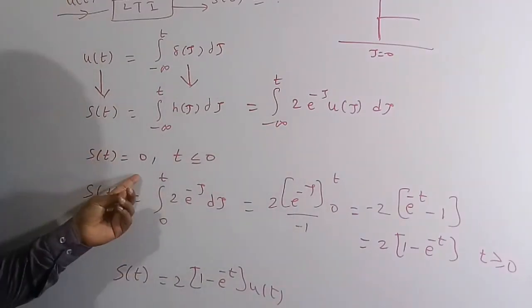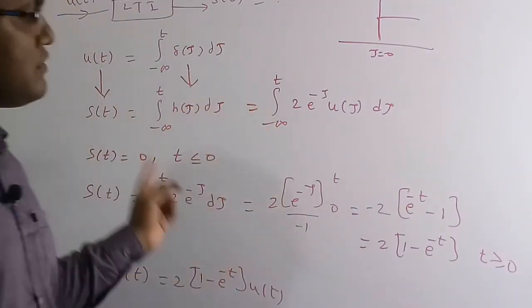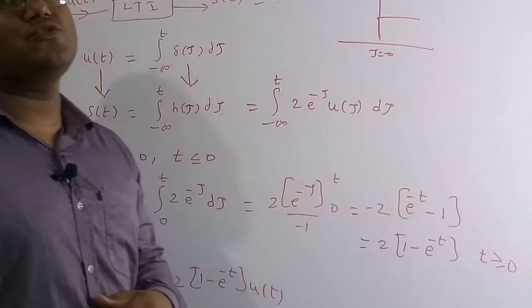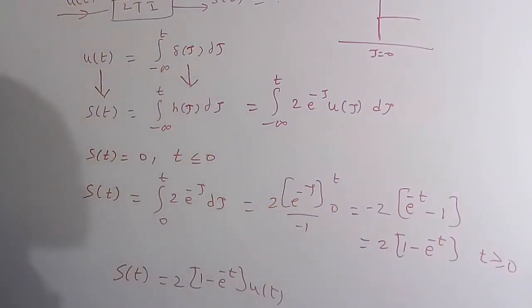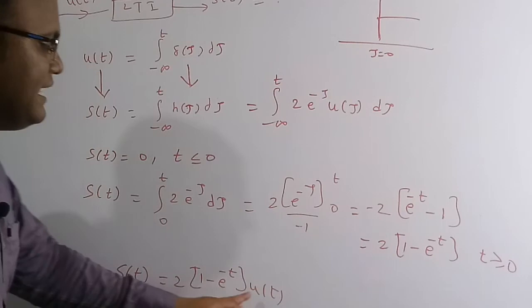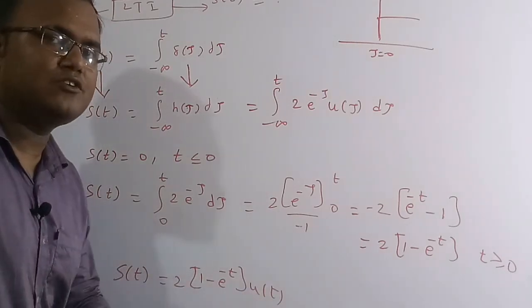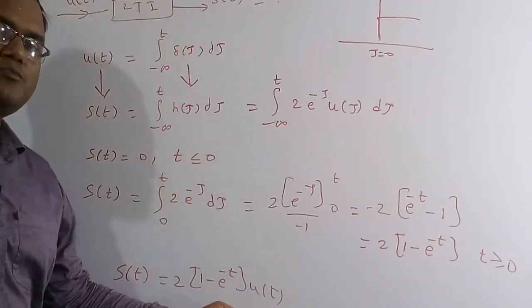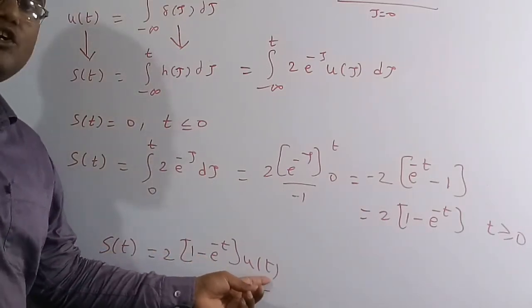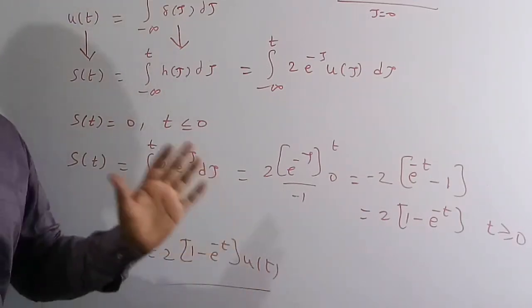So S of t is equal to 0 for t less than or equal to 0, and S of t is equal to 2 into 1 minus e to the power of minus t for t greater than or equal to 0. Finally we are going to combine these two results, and simply write S of t equal to 2 into 1 minus e to the power of minus t into u of t. Means for t less than 0 this u of t is equal to 0, so the step response is equal to 0, and for t greater than or equal to 0 this u of t is equal to 1, so S of t has a non-zero value.